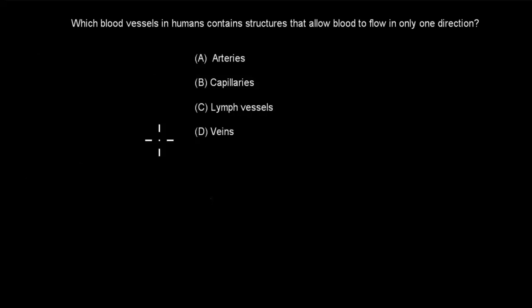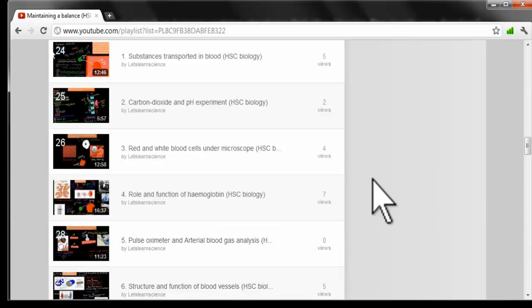Welcome back. The correct answer is veins. Arteries and capillaries do not have valves. Lymph vessels do have valves, but they don't help prevent the backflow of blood, only the backflow of interstitial fluid. So the only ones with a valve to help prevent the backflow of blood are the veins. This question comes from number 6, structure and functions of blood vessels.